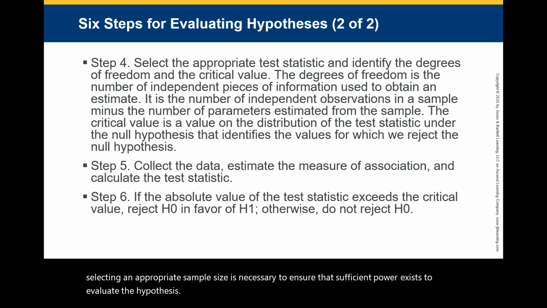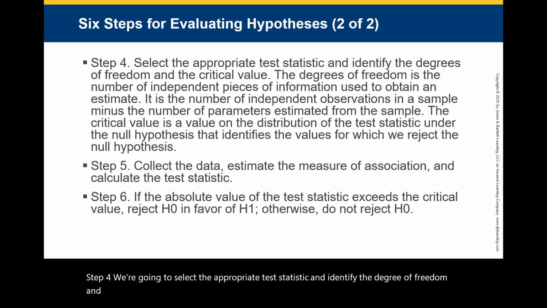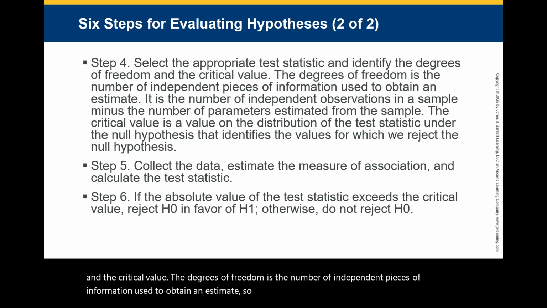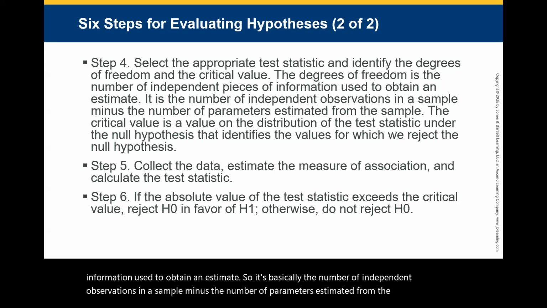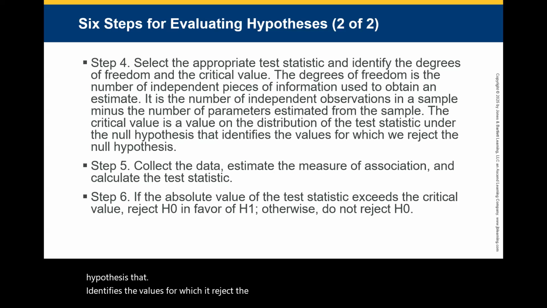Step four, we're going to select the appropriate test statistic and identify the degrees of freedom and the critical value. The degrees of freedom is the number of independent pieces of information used to obtain an estimate. So it's basically the number of independent observations in a sample minus the number of parameters estimated from the sample. The critical value is a value on the distribution of the test statistic under the null hypothesis that identifies the values for which it rejects the null hypothesis. And then step five, we're going to collect the data.